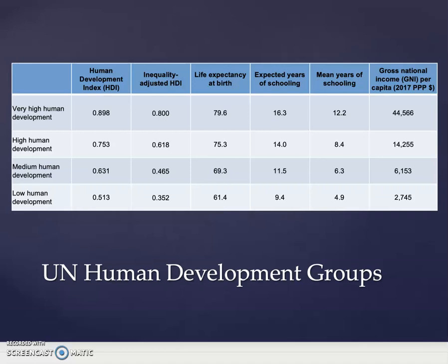Life expectancy: here you can see the clear association with human development and life expectancy at birth. Expected years of schooling: again, the downward trend as you go from very high human development to countries under the United Nations Human Development Index that are indicated as low human development. And then the mean years of schooling, and then the gross national income per capita, and this goes back here to the purchasing power parity amount.